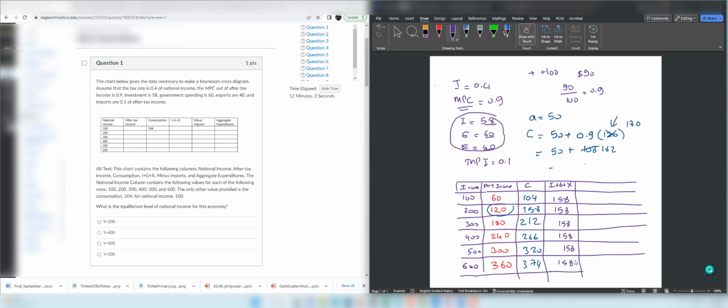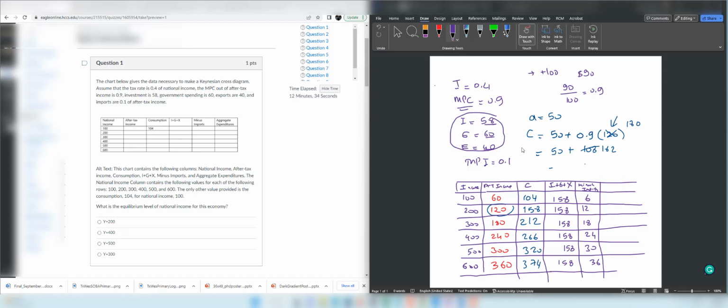And the next column is minus imports. And imports, I know that it's the 10% of after-tax income. That's what the question says. So minus imports, I'm going to calculate the 10% of this number, which is 6, 12, 18, 24, 30, 36.